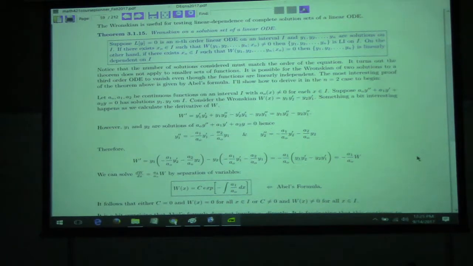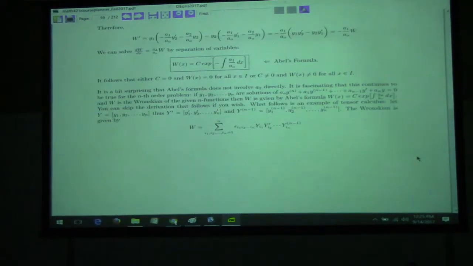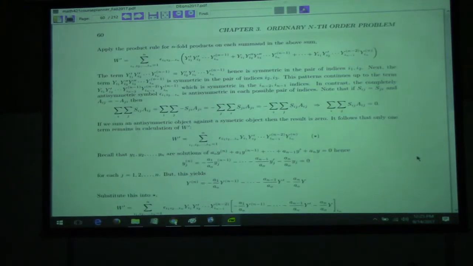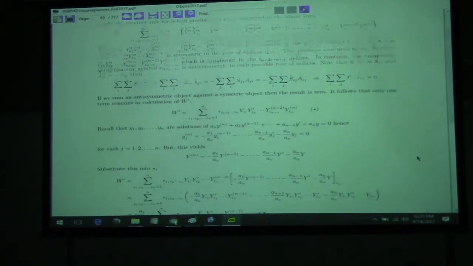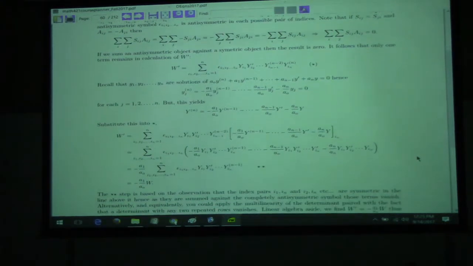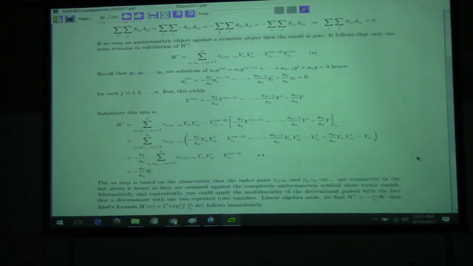Now, you notice that this theorem is stated not for just the second order, but for the nth order, right? So to calculate the nth order, it hurts a little. But after a little calculation, with some tensor calculus, you can in fact prove that the derivative of W is still minus a1 over a naught times W, even when there's n functions. What happens in the n equals 2 case happens in the n greater than or equal to 3 case, just the same. I don't require you to learn that.